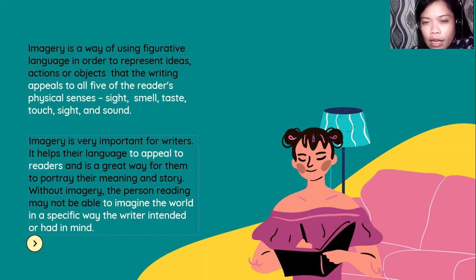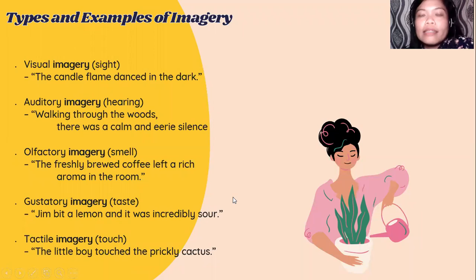So without imagery, class, what will happen? The person reading may not be able to imagine the world in the specific way the writer intended or had in mind. As I said a while ago, because of imagery, you are able to picture out or imagine whatever is in the mind of the author when he was writing his writing. So I have here, class, the types and examples of imagery.